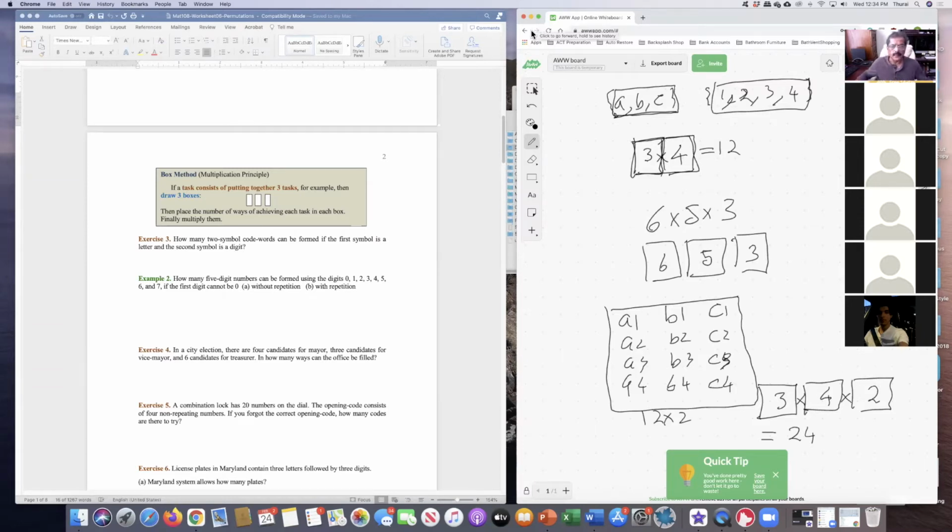Okay, 10 is correct, because 1 through 9 would be 9 digits, and then 0 is also one of the digits. So there are 10 digits. Okay, so now the question is how many two-symbol code words can be formed if the first symbol has to be a letter and the second symbol has to be a digit. Anybody? What number times what number? 26 times 10. 260 is correct. Very good.